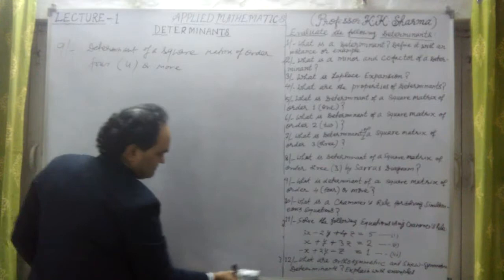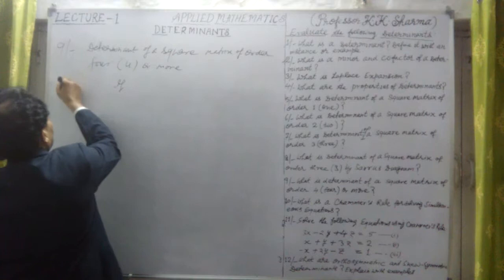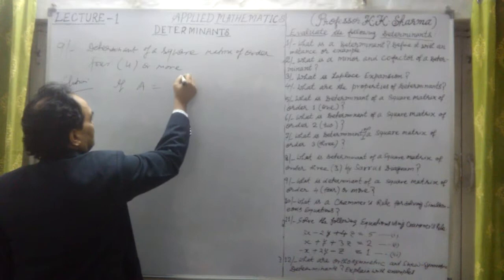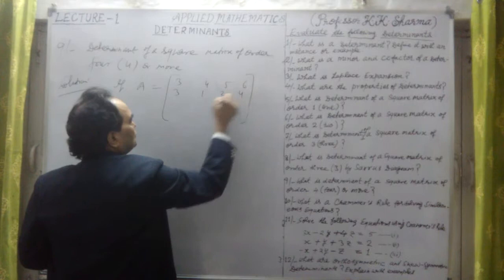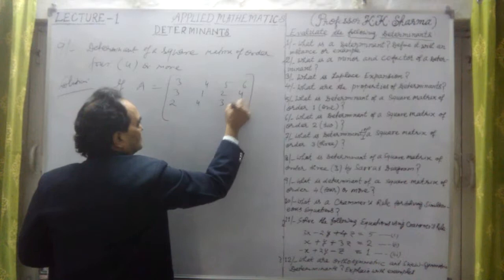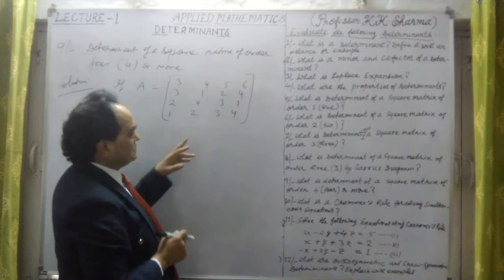Okay, so let me test the square matrix of order 4 with a numerical value. If A is a matrix of order 4, let me take the rows as 3, 4, 5, 6; 3, 1, 2, 4; 2, 4, 3, 1; and 1, 2, 3, 4. This is a square matrix of order 4. No problem. The value we have to calculate.